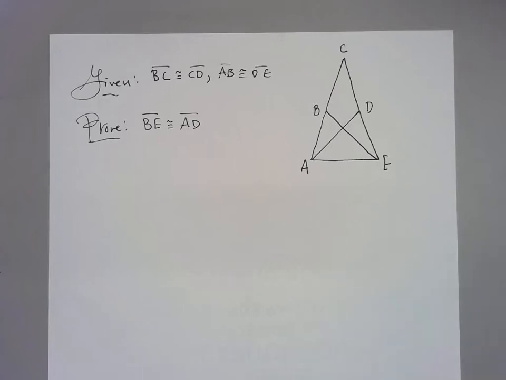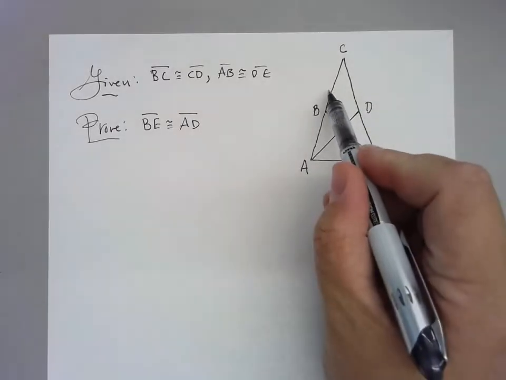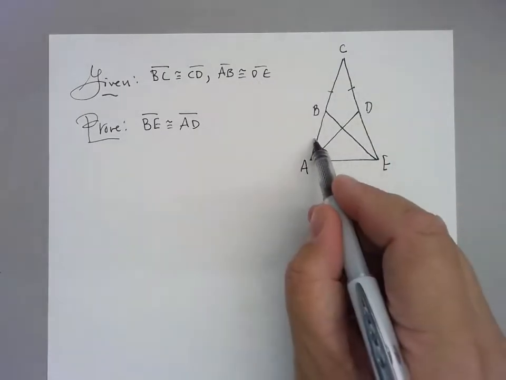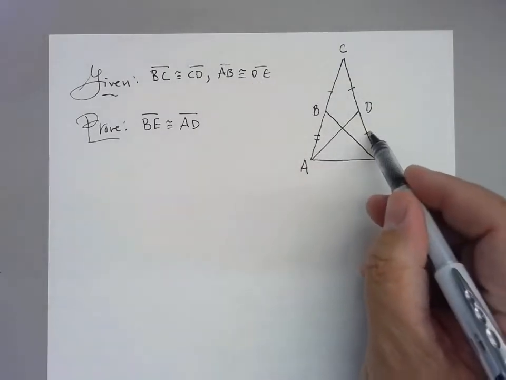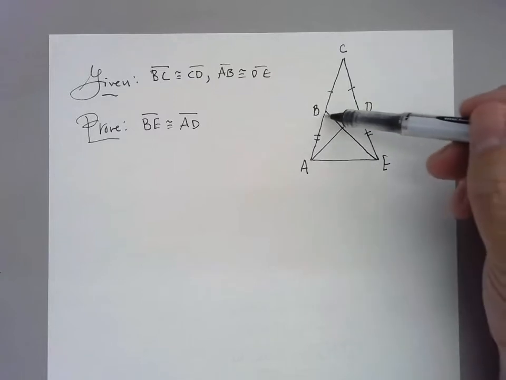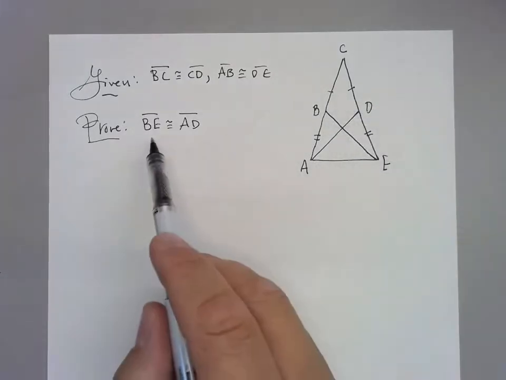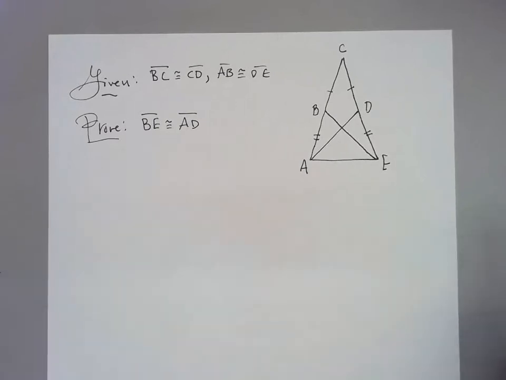Here's another example of one that's got some tricky things you need to do. So here I've got BC congruent to CD, and I have AB congruent to DE. And I want to prove that these two segments going across the middle here are congruent, BE and AD.